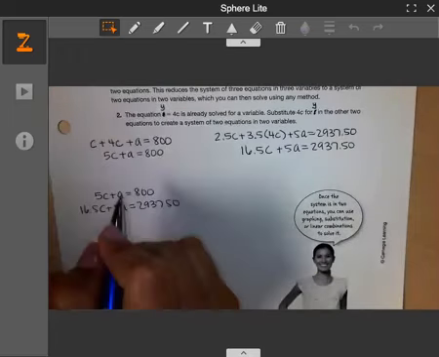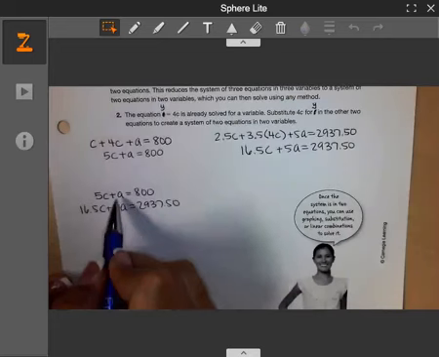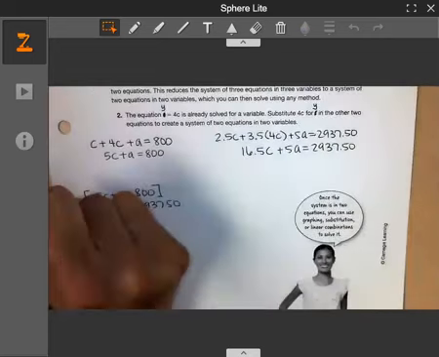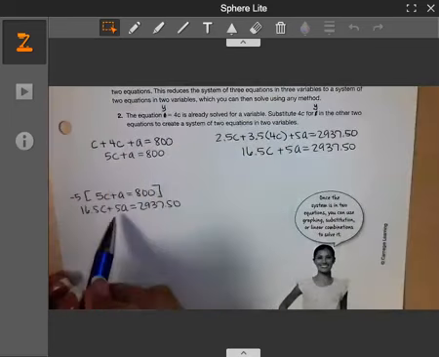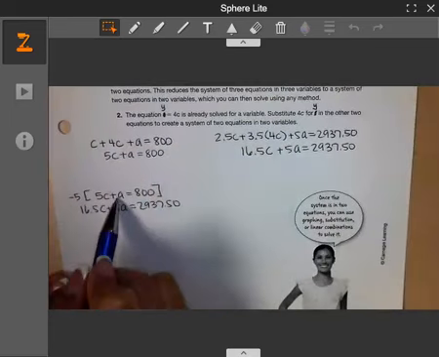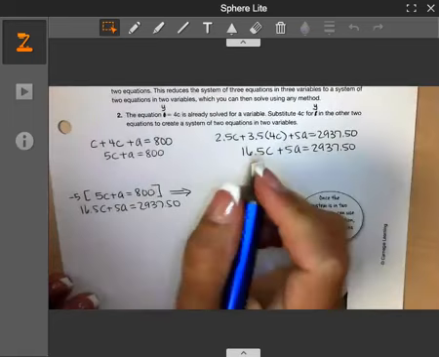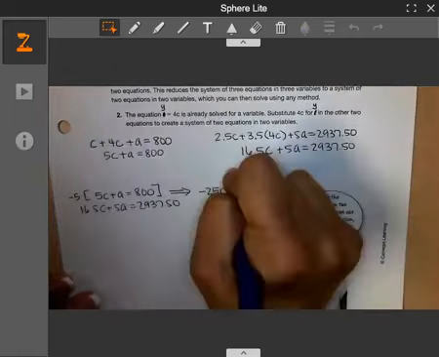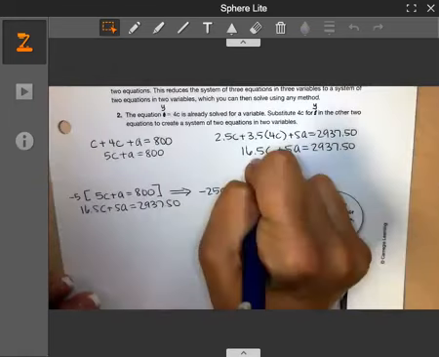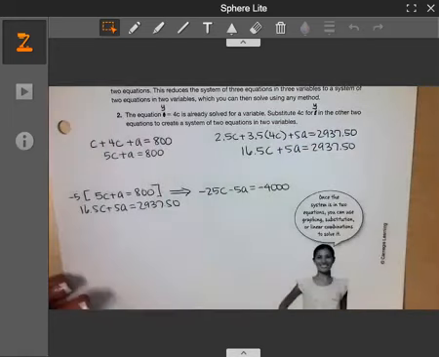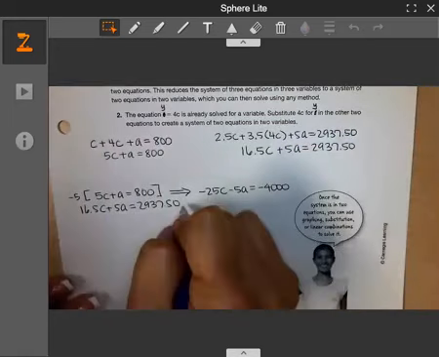I want to get rid of our A's here since this has a coefficient of 1. So I'm going to multiply this top times negative 5. That's going to give me a negative 5A, and those will cancel. So I multiply the whole equation. That gives me negative 25C minus 5A is equal to negative 4,000. The other equation just comes over. We don't have to change it.